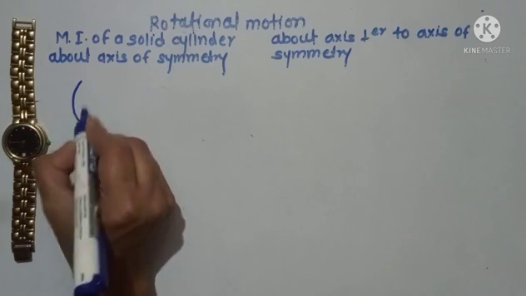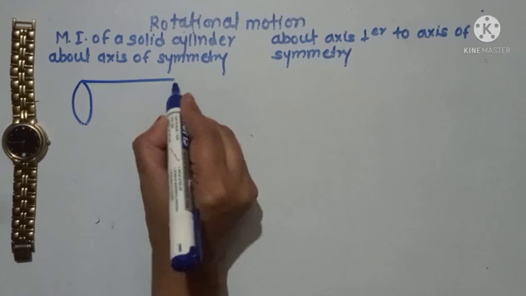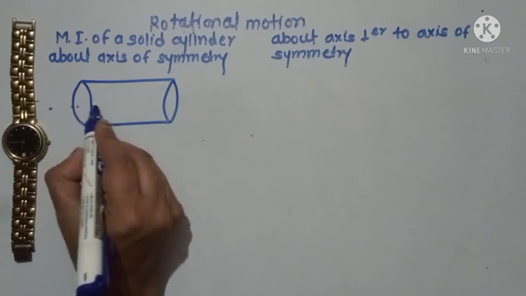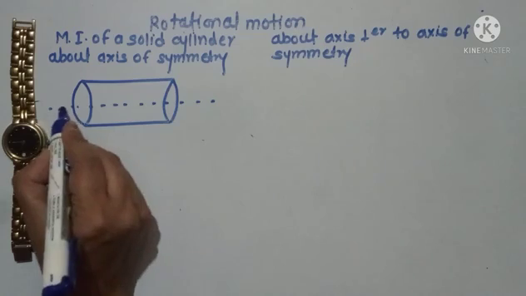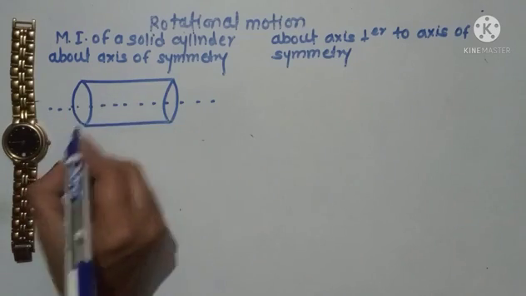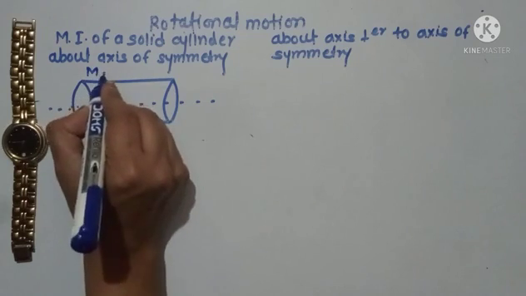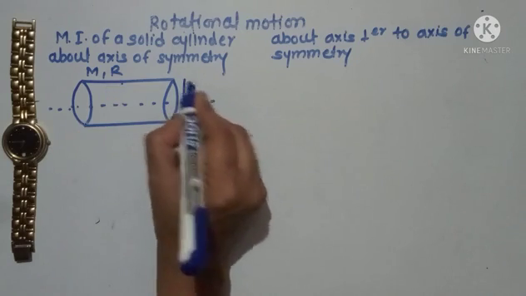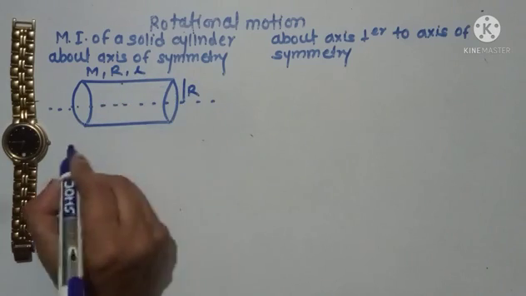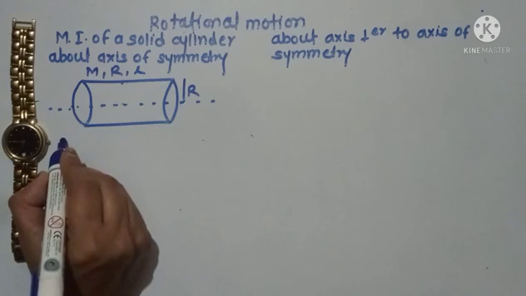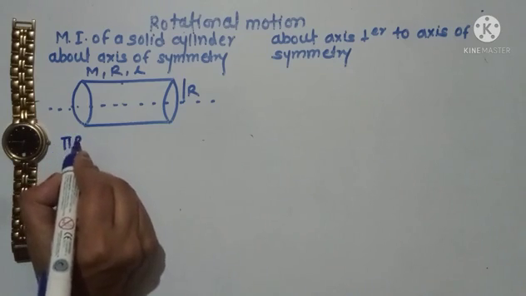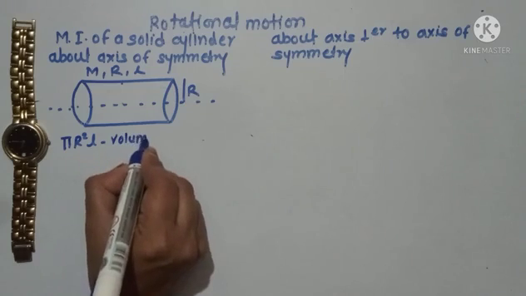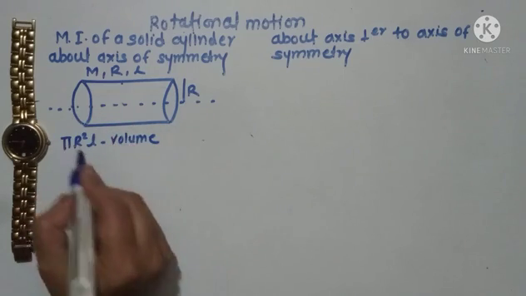Now let us suppose this is the solid cylinder and this is called the axis of symmetry of the cylinder. Let m be the mass of the cylinder, r be the radius of the cylinder. So this distance is r, which is the radius of the cylinder, and let l be the length of the cylinder. Now pi r square l is the volume of this whole cylinder.